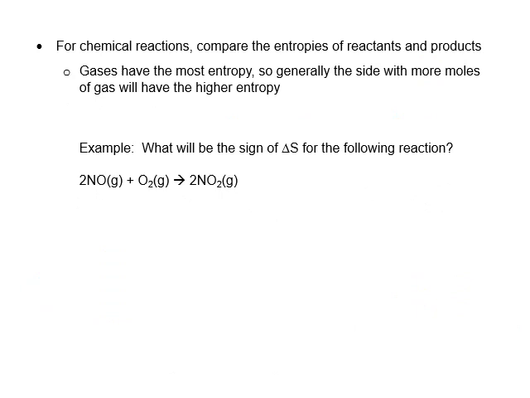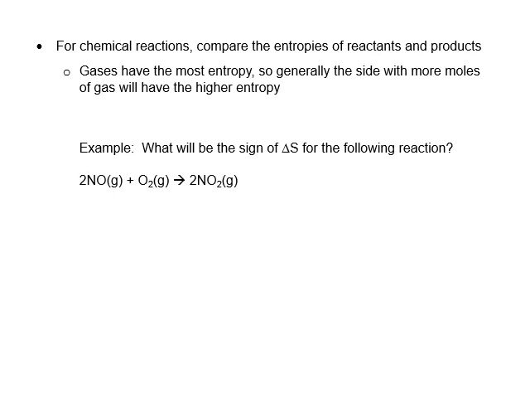For chemical reactions, to determine the sign of the entropy change, you need to compare the entropies of the reactants and products using the ideas that we've just talked about. In most cases, since gases have such larger entropies than anything else, generally the side of the reaction that has more moles of gas will have the higher entropy.